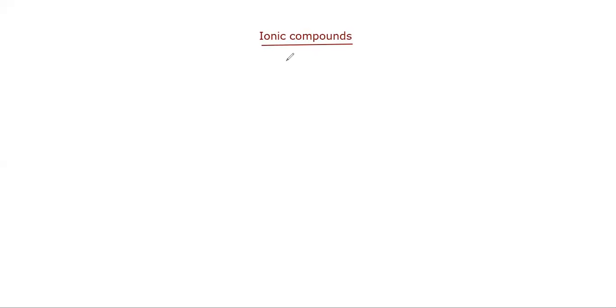We are going to study formation of ionic compounds. Let's take example of NaCl. Now, Na has electronic configuration 2, 8, 1. It gives out one electron to form Na+ ion. Now its electronic configuration will be 2, 8, and one electron it has donated.